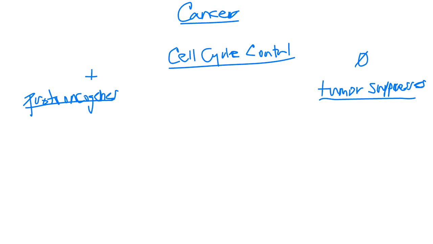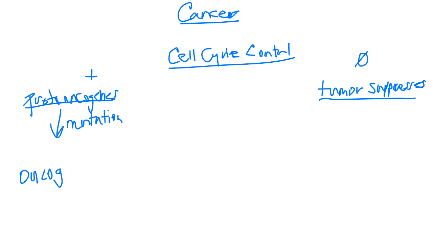Well, cancer can happen a couple of different ways. So, for example, if a proto-oncogene undergoes a mutation, it can become what's called an oncogene.